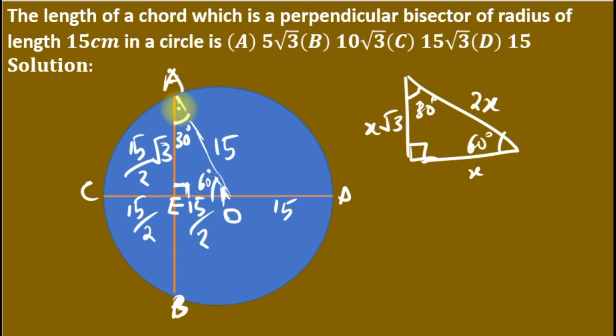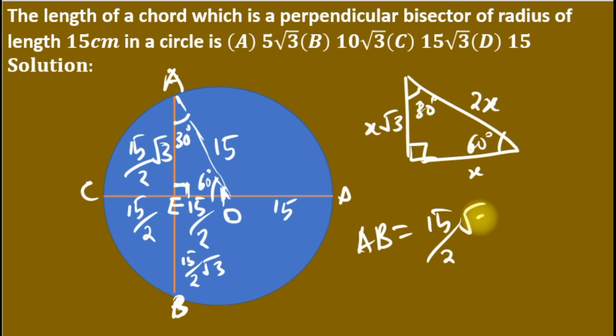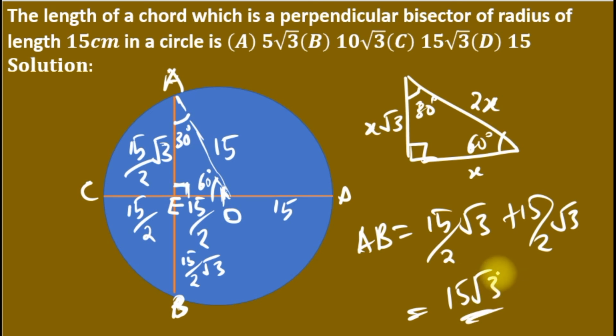And again, remember this is a perpendicular bisector. So EB is also 15/2 √3. So our answer, the length of the chord AB, is just 15/2 √3 plus 15/2 √3. That's double. So the answer is 15√3. Our answer is C.